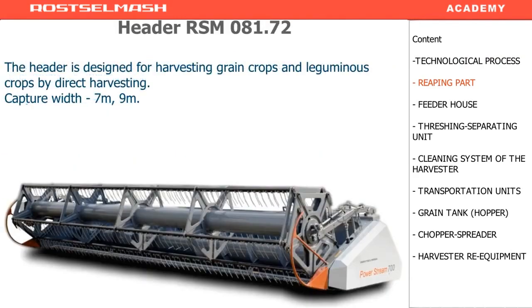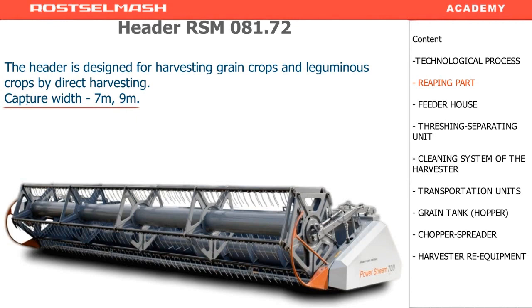The first one is the header RSM 081.27 or Power Stream. It may have a reaping width of 7 to 9 meters for Torum harvesters. It is used for direct harvesting of grain crops and leguminous crops.